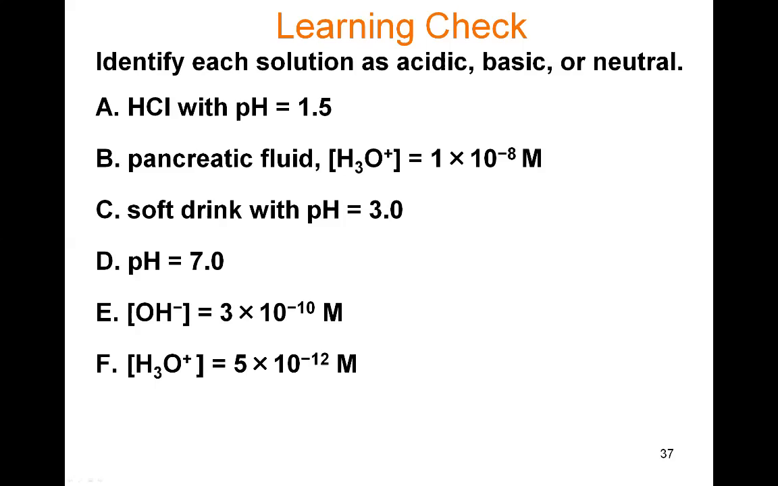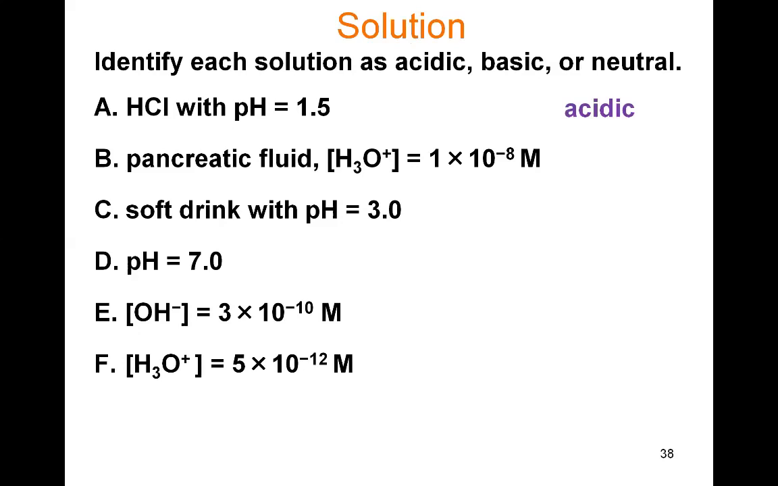You can pause and think about it before listening to what comes now. So HCl with a pH of 1.5 is acidic. That's acidic because the pH is below 7, right? And if you look at the formula of HCl, it starts with an H as first in the formula, so you know it's an acid.